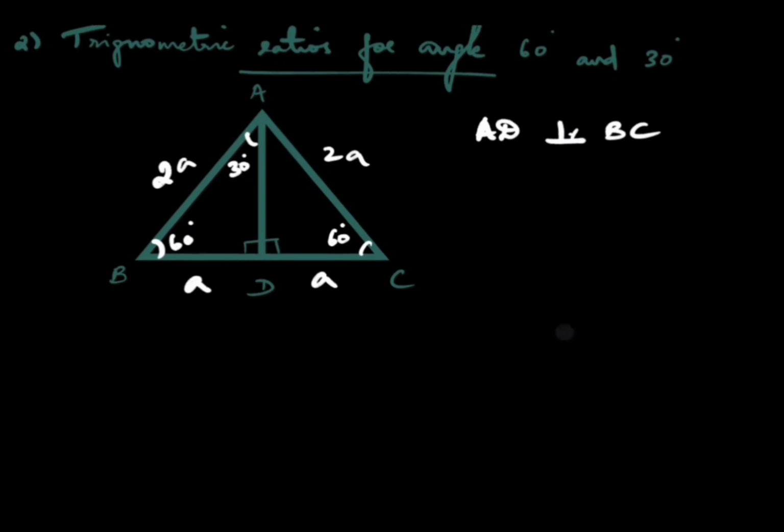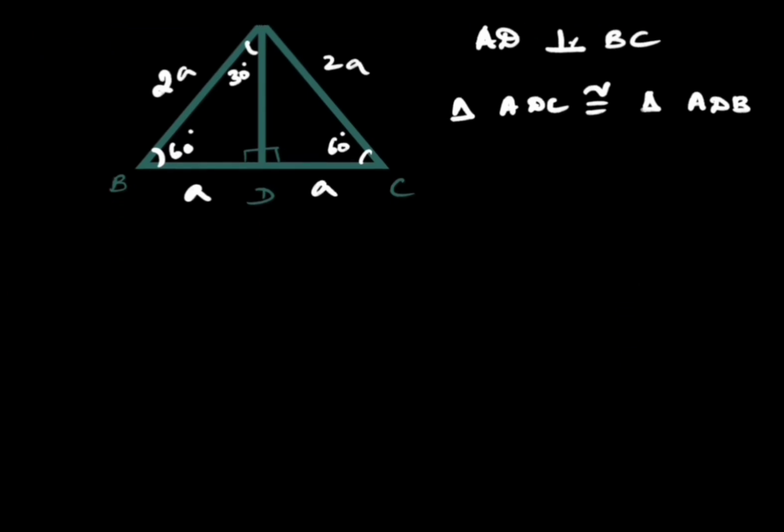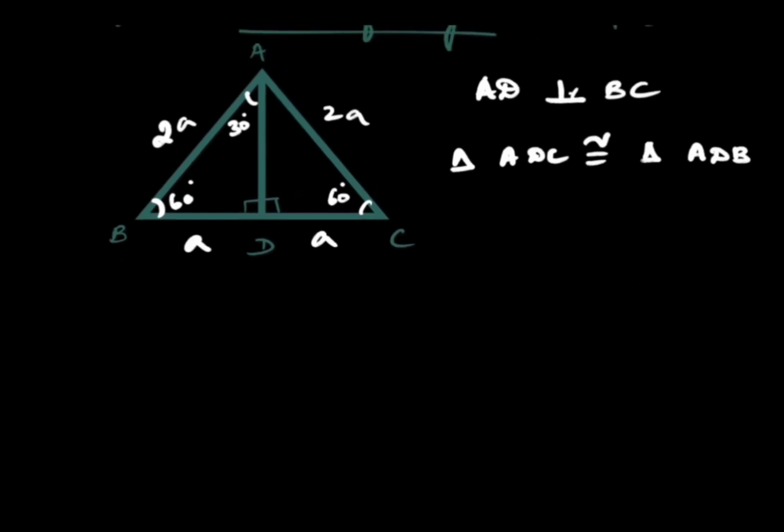By this construction, we will be knowing that triangle ADC is congruent to triangle ADB by RHS property, which implies AD is common, AB is equal to AC, BD is equal to DC and AD is the common one. Angle A is 30 degree, angle B is 60 degree, angle D is 90 degree. Now let us see for 60 degree ratios.